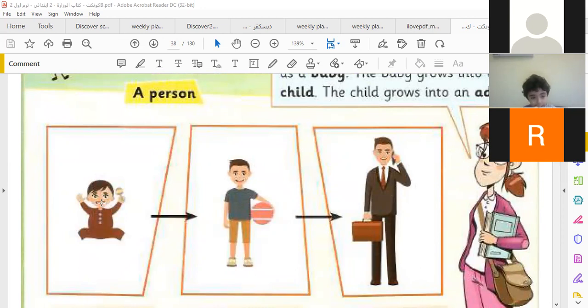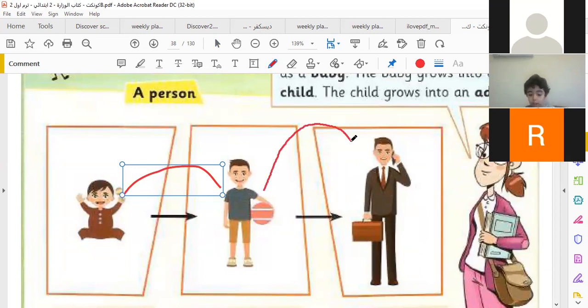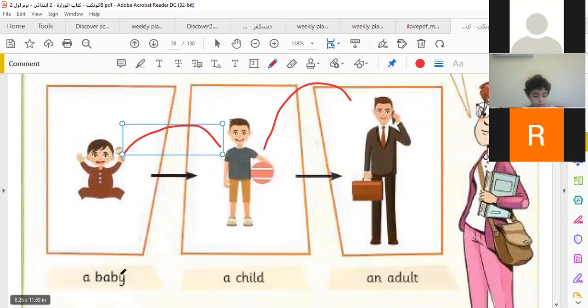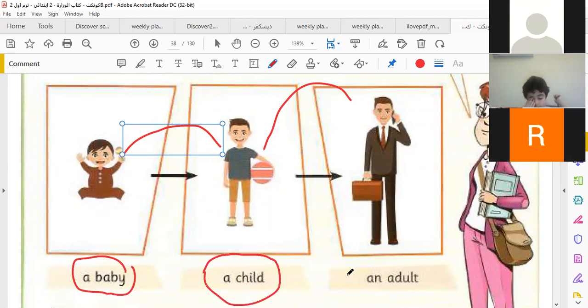First, we are babies. When we grow up, we become a child. And then we grow up again and become an adult. This is baby. And then a child, and then an adult.